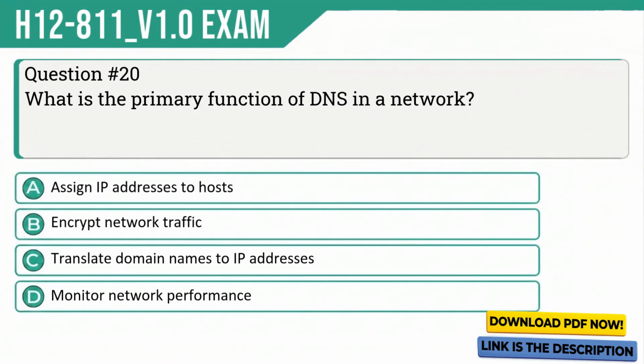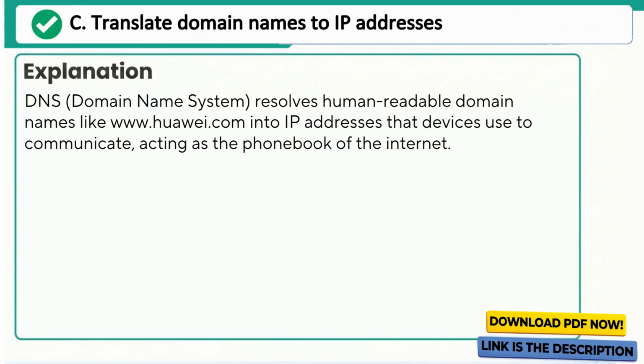Question number 20. What is the primary function of DNS in a network? A. Assign IP addresses to hosts. B. Encrypt network traffic. C. Translate domain names to IP addresses. D. Monitor network performance. Correct answer: C. Translate domain names to IP addresses. Explanation: DNS, Domain Name System, resolves human-readable domain names like www.huawei.com into IP addresses that devices use to communicate, acting as the phone book of the Internet.